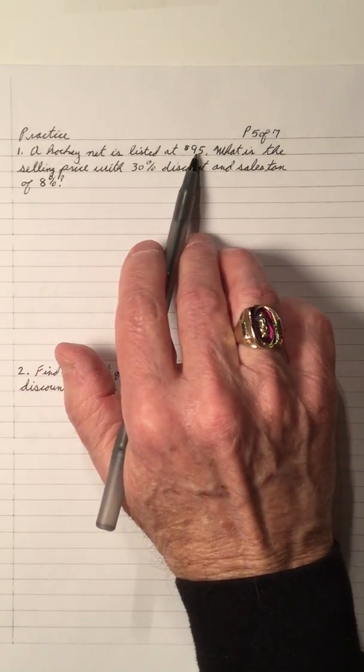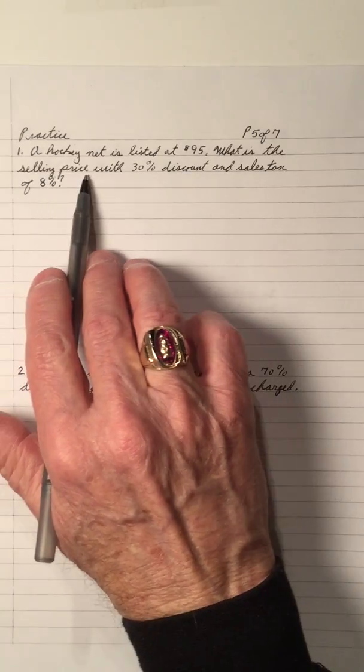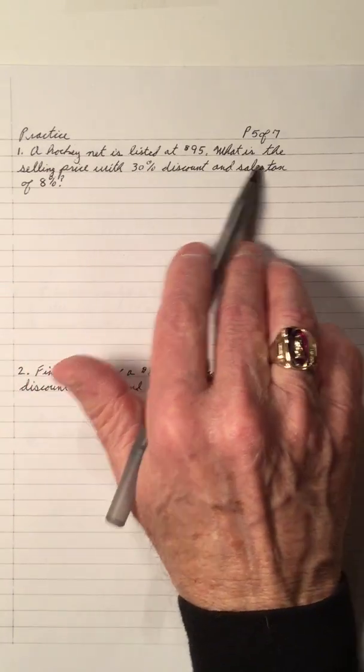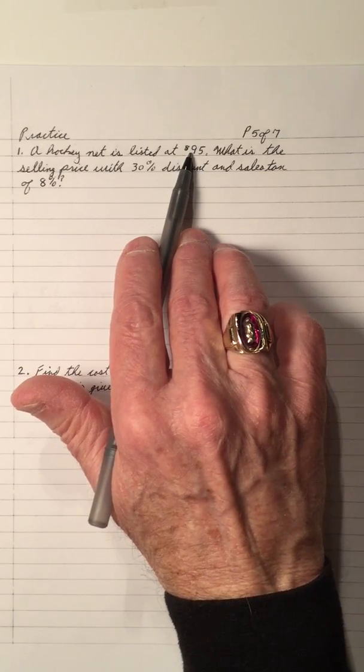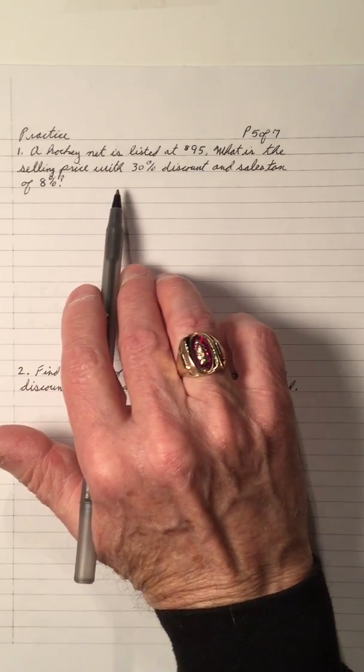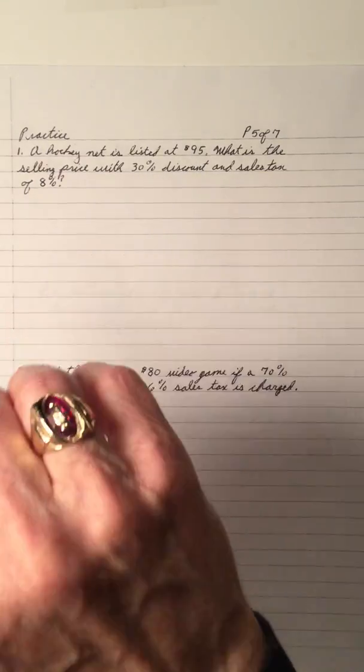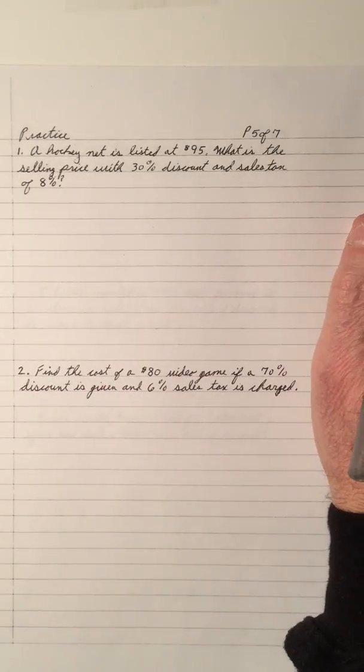Hockey net is listed at $95. What is the selling price with 30% discount and a sales tax? So the discount you have to take off your list price, get the amount you're going to pay, and then you have to pay an 8% tax on that selling price.